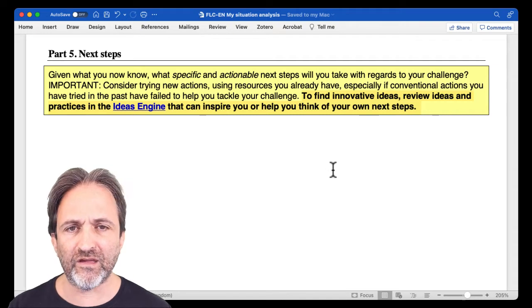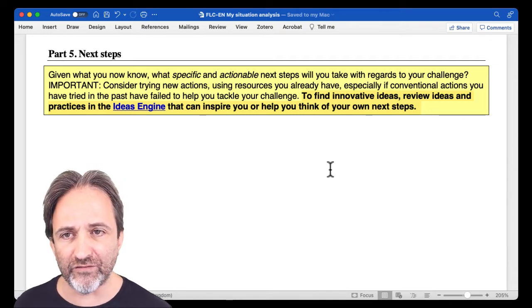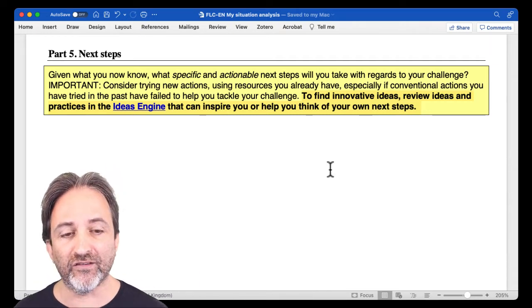Again, these can't be arbitrary choices or activities that you just copy and paste from the ideas engine. That's not at all what this is about, but it's about knowing what you know now, based on your findings, based on what you knew already about your situation, having looked at your data sources and the story they tell together. Can you see activities that you found in the ideas engine that can inspire you or actually help you think through and identify specific next steps that you'll put in this section?